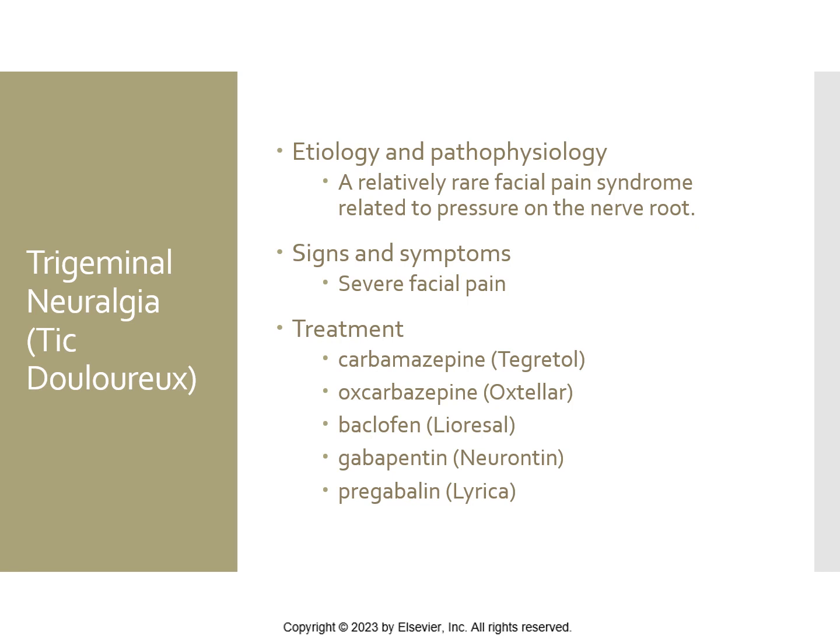Trigeminal neuralgia is a relatively rare facial pain syndrome. In 80 to 90% of cases, the pressure is caused by an abnormal loop of an artery or vein. Trigeminal neuralgia involves one or more branches of the fifth cranial nerve. The most notable symptom of trigeminal neuralgia is severe facial pain, which is described as sharp and intense, lasting for 1 to 2 minutes, and located along the pathway of one or more of the branches of the trigeminal nerve.